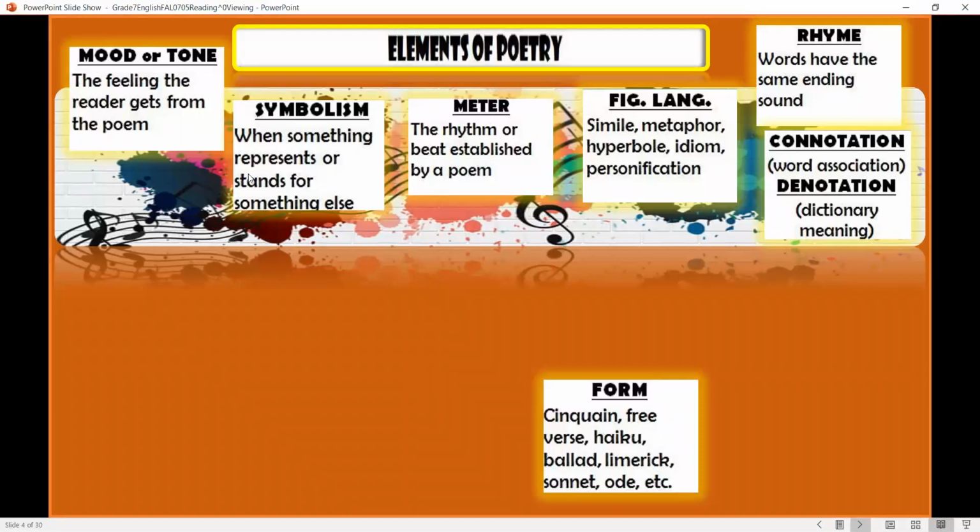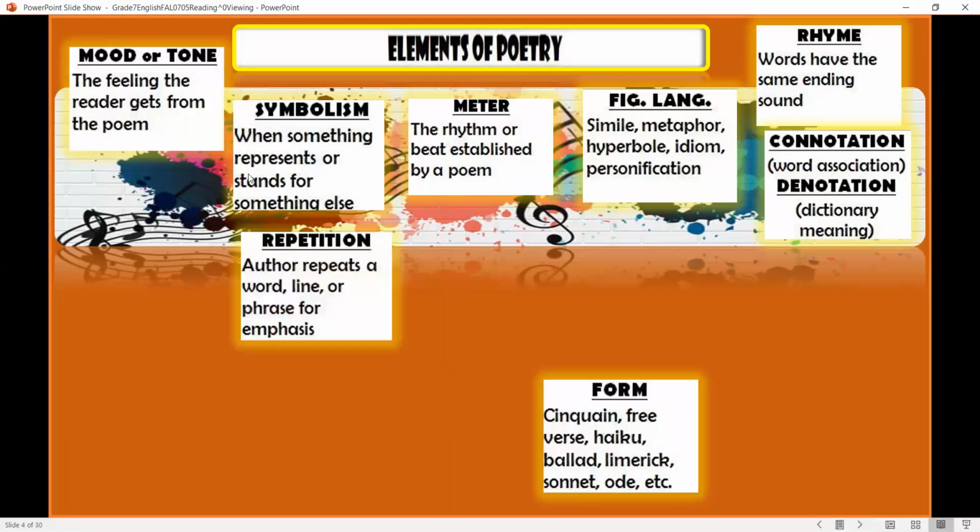Then you have repetition, when you repeat a word, a line, or a phrase, just to emphasize it. For example, if your poem is about running, you're going to go run, run, run. So you repeat the same word in a line. Or remember yesterday we did that poem about up. So up, up. You're emphasizing the direction.